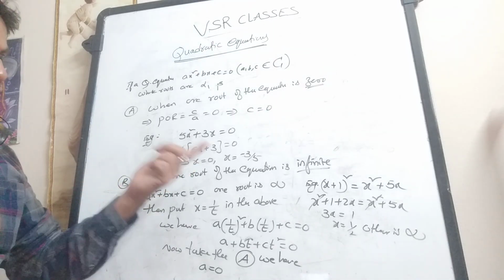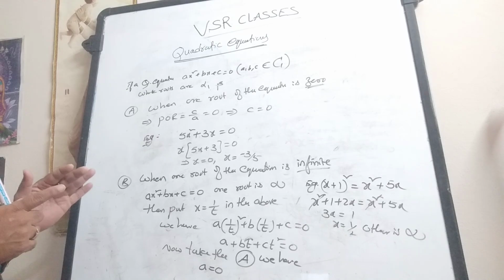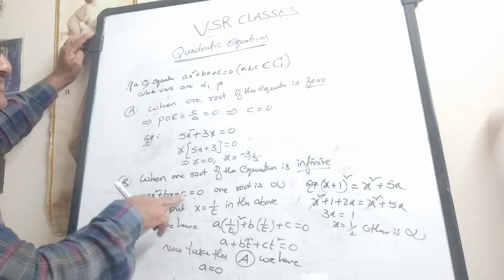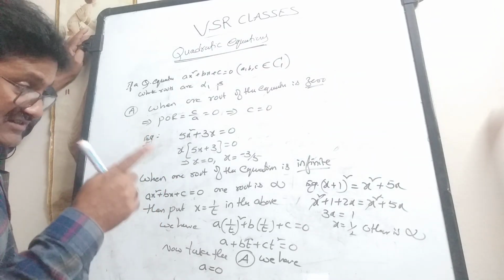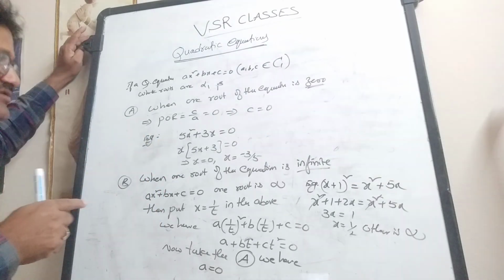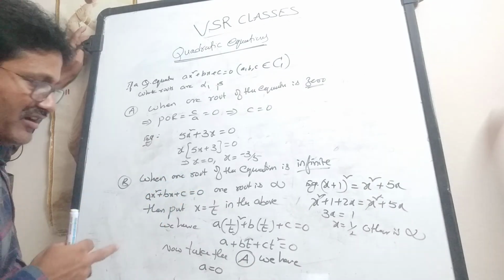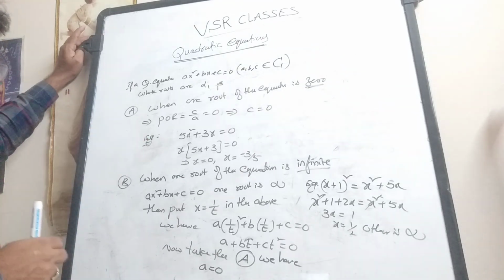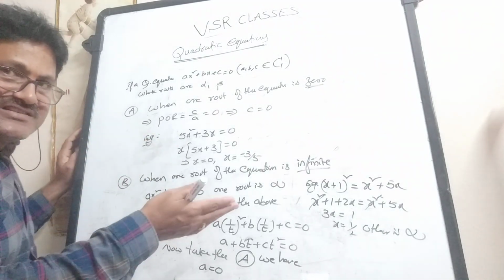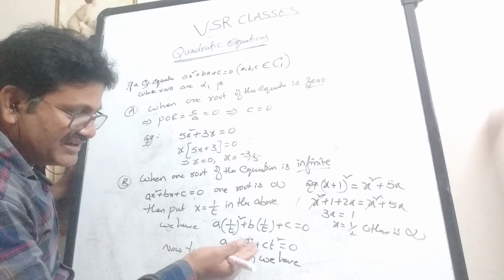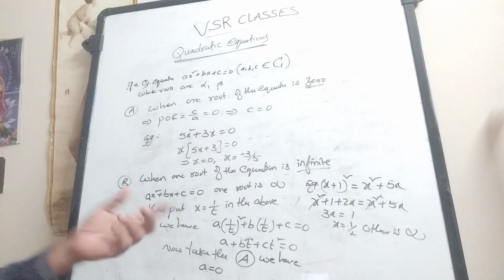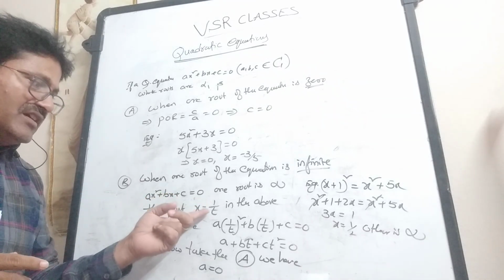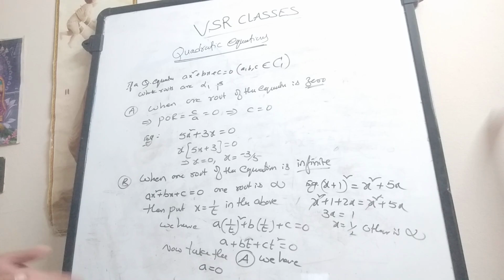When one root of the quadratic equation is infinite, what about the other one? Now to find that, ax square plus bx plus c equal to 0, one root is infinite, is given. Now replace x with 1 by t in the above equation, then we have the condition a into (1 by t) whole square plus b into 1 by t plus c equal to 0. Now if you take the LCM, you will have a plus bt plus c t square, which is a quadratic equation in terms of t, not in terms of x. Why? Because in the place of x we put 1 by t, so this will be the reciprocal of that one.